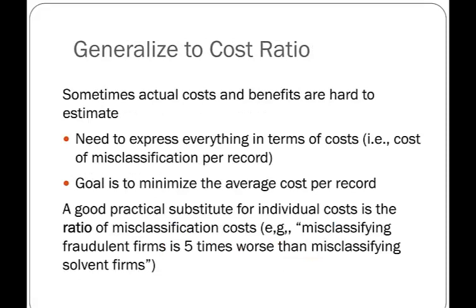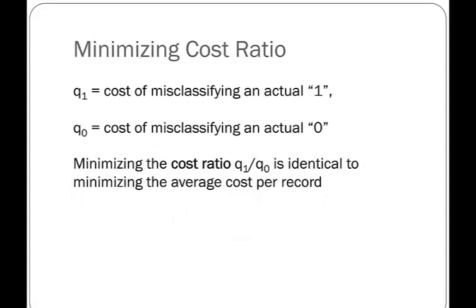Oftentimes, however, it's difficult to know exactly what the costs and the benefits are going to be, and one way to deal with that is to look at the ratio of those things. And so we would say Q1 is the cost of misclassifying an actual 1, Q0 would be the cost of misclassifying an actual 0, and so what we want to do is minimize the ratio of Q1 over Q0, and that's going to be the same as minimizing the average cost per record.